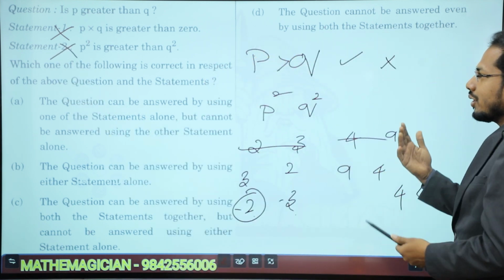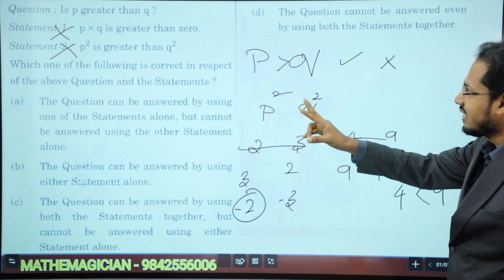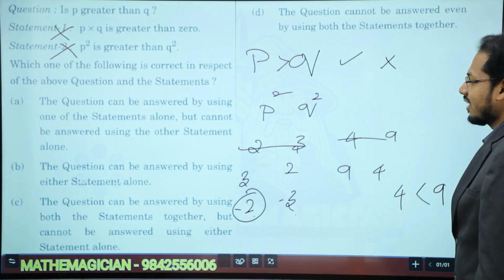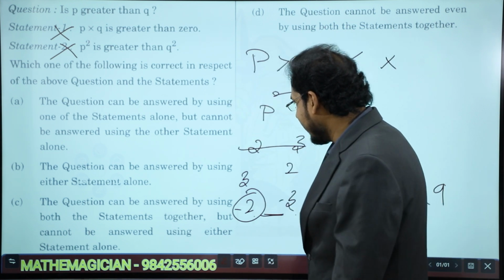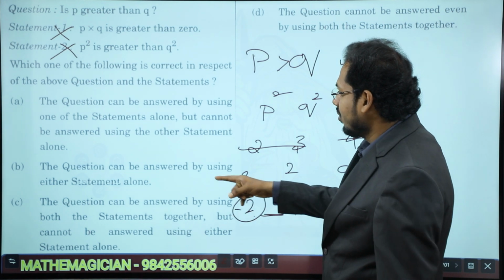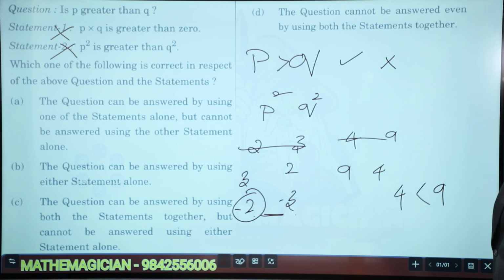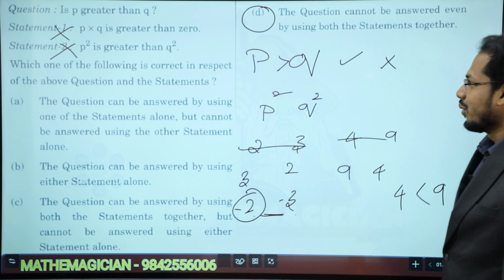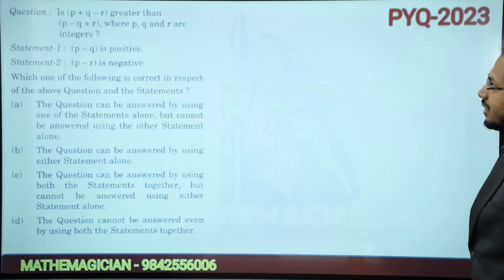If I use both the statements, first statement and second statement, the number should be... P and Q product is greater than, no, that is not given here. So the answer is: the question cannot be answered even by using both the statements together. This is the right answer. Both will not work. Clear? Let's move to the next question.